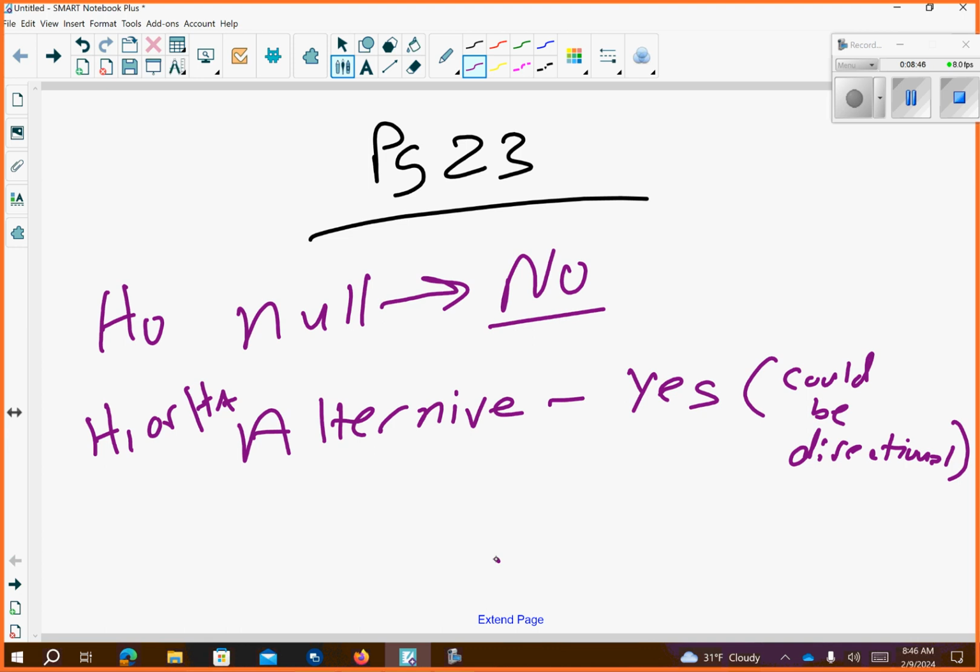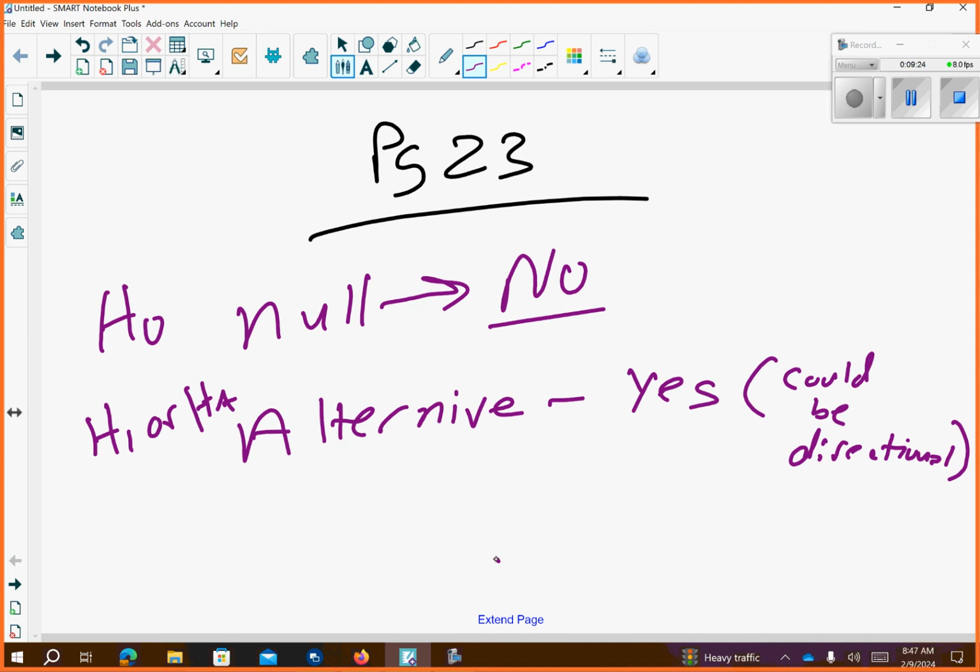Example 5: the average IQ overall is 100, but people who work crossword puzzles regularly have a higher average IQ. So our null: the average IQ of crossword puzzle solvers is 100. Okay? That's just saying what the normal average is. The alternative: the IQ of crossword puzzle solvers is greater than 100. Is that one direction or two? One. Higher is one direction. It's to the right.